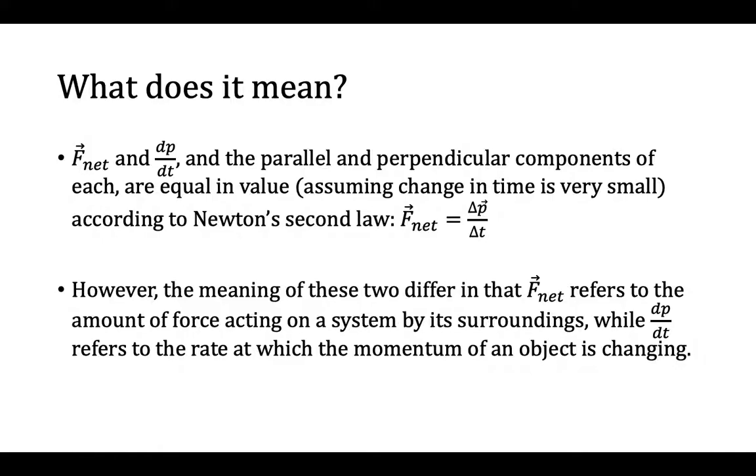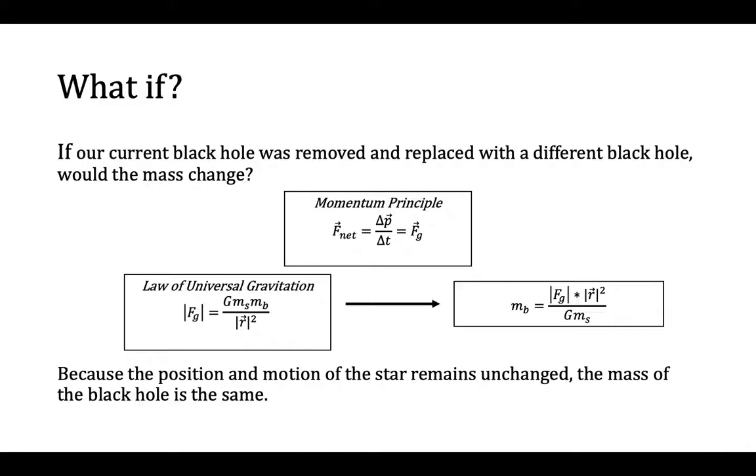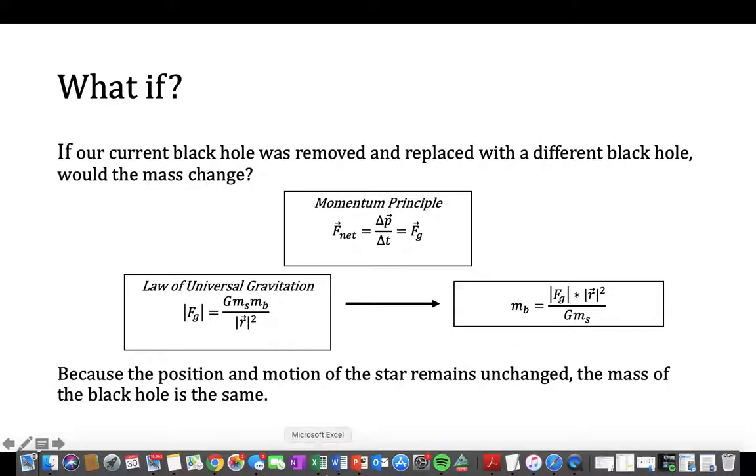To answer our what if question, which asks what would happen if our current black hole was removed and replaced with a different black hole. If the motion, position, and mass of the star remains unchanged, this would mean that the force acting on the objects would remain the same based on the momentum principle, as we can see here. We will use this force in the law of universal gravitation because the only force acting on the object is the force of gravity. And because the gravitational constant, mass, and relative position of the star do not change, then the mass of the black hole will remain the same.